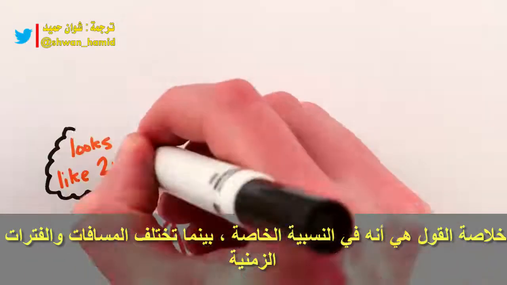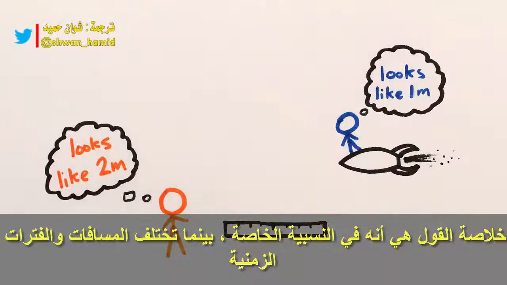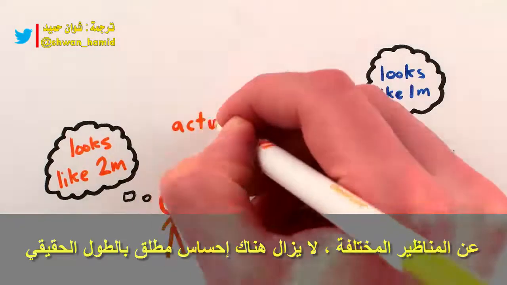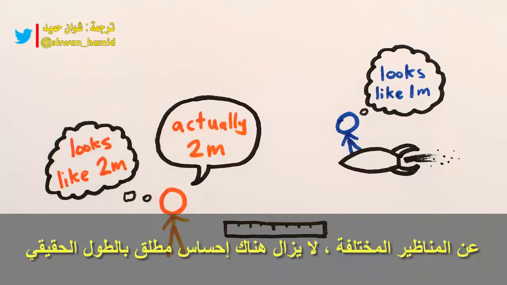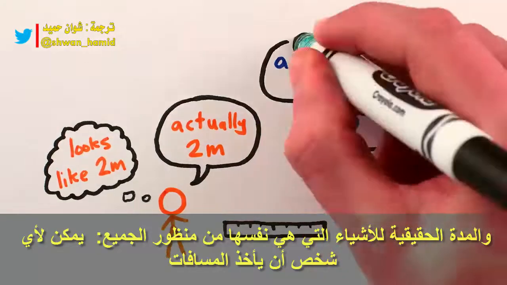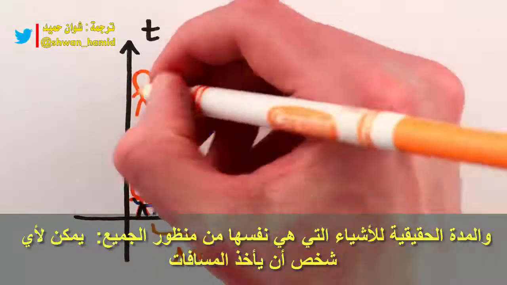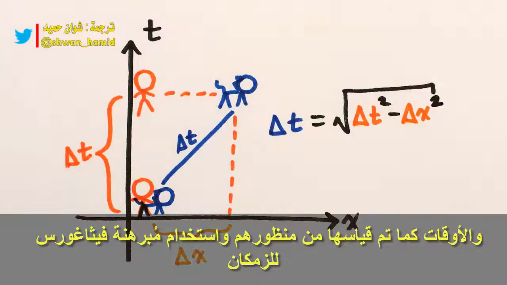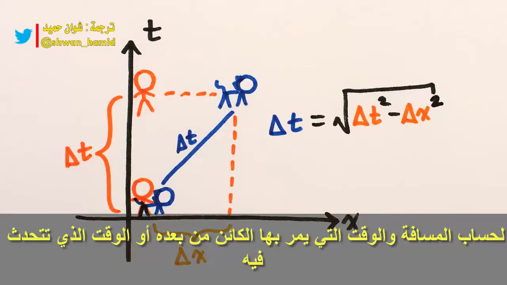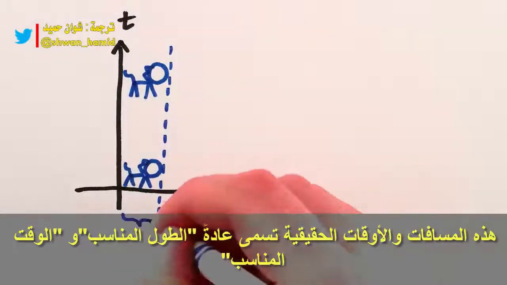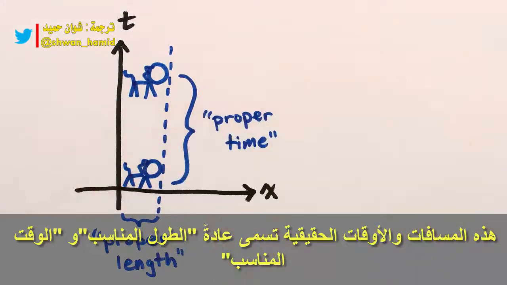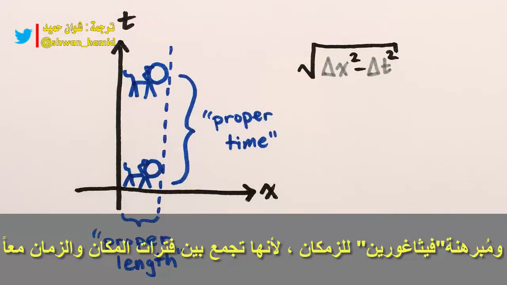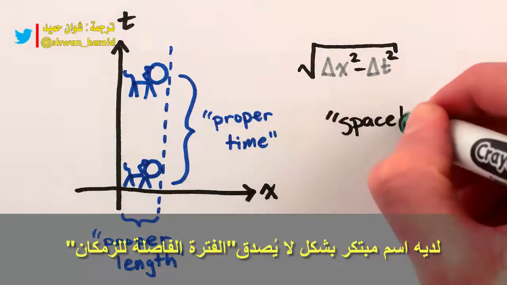The bottom line is that in special relativity, while distances and time intervals are different from different perspectives, there is still an absolute sense of the true length and true duration of things that's the same from everyone's perspective. Anyone can take the distances and times as measured from their perspective and use the space-time Pythagorean theorem to calculate the distance and time experienced by the thing whose distance or time you're talking about. These true distances and times are typically called proper length and proper time, and the space-time Pythagorean theorem, because it combines intervals in space and time together, has the incredibly unimaginative name space-time interval.